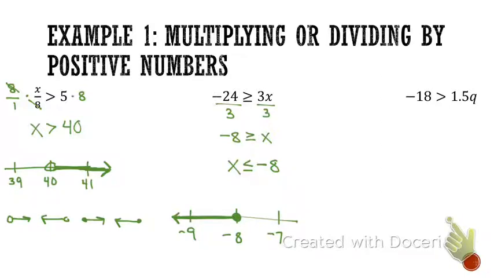Okay, so 18 divided by 1.5, negative 18. Okay, divide both sides by 1.5, and I get 12. But remember, before I graph it, I need to rewrite this inequality with my variable first. Q is less than 12. All right, so hopefully you got that answer before I worked this problem.